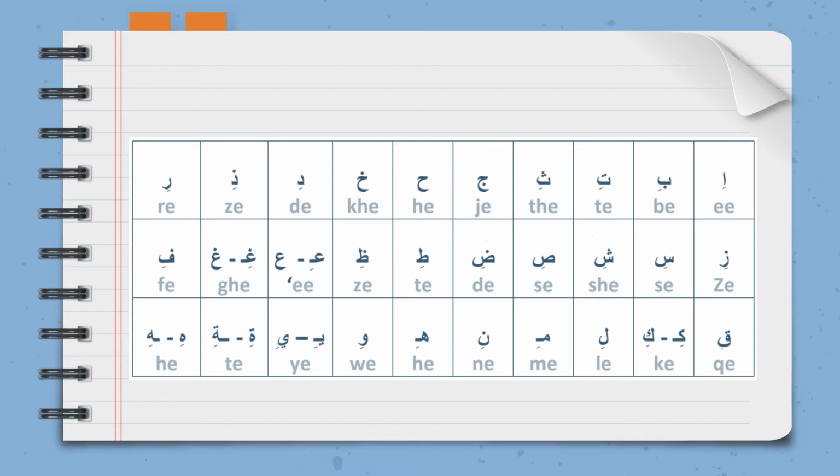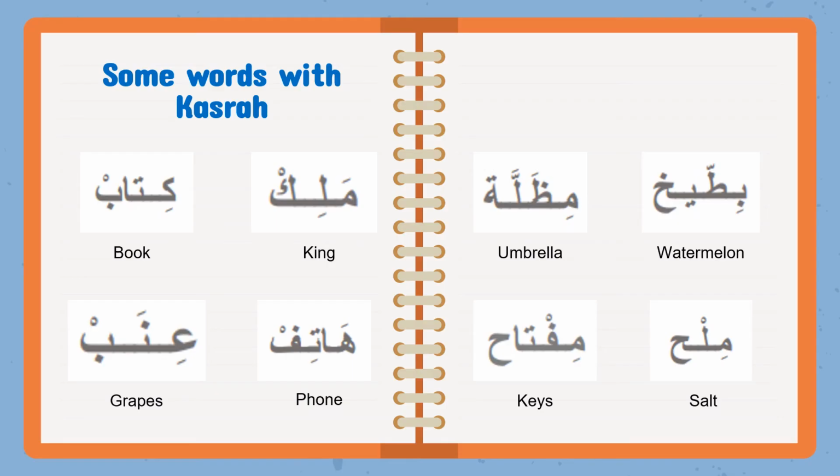Now let's look at the other letters with Kasrah. E, bi, ti, thi, ji, hi, khi, di, dhi, ri, and so on. Now let's look at some words with Kasrah. Malik.